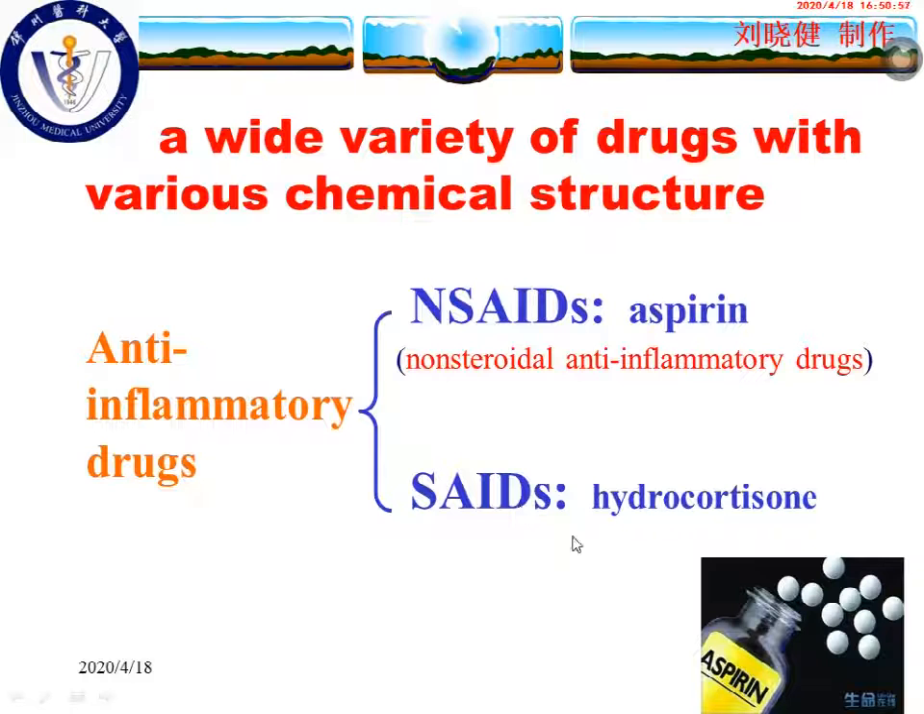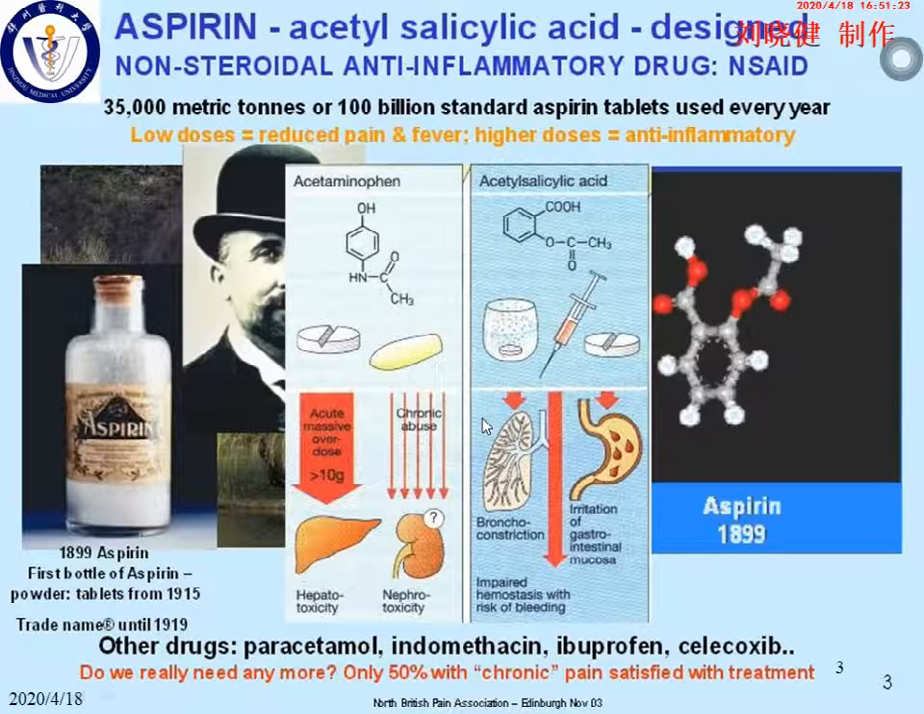And these drugs, like hydrocortisone, which is a hormone released from the adrenal glands, also have very potent anti-inflammatory effects. Actually, so-called anti-inflammatory drugs broadly include non-steroidal anti-inflammatory drugs and steroidal anti-inflammatory drugs. Aspirin is the prototype of non-steroidal anti-inflammatory drugs.